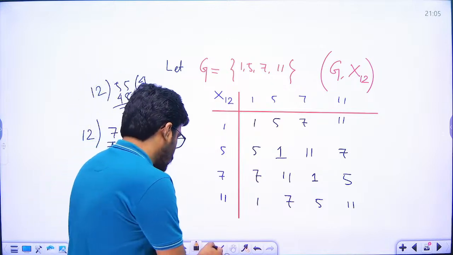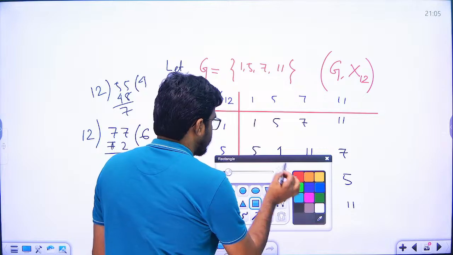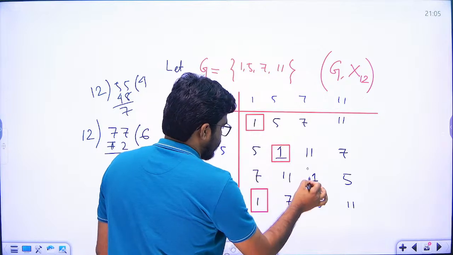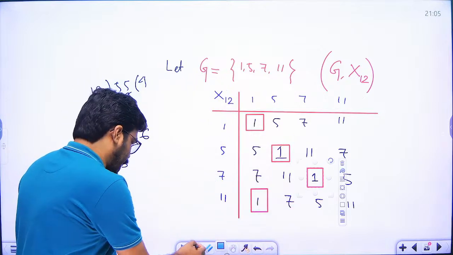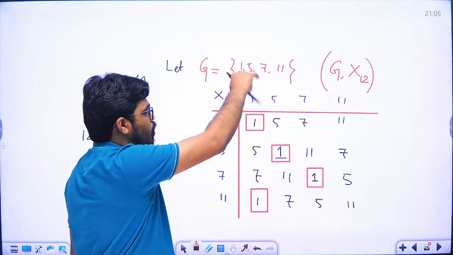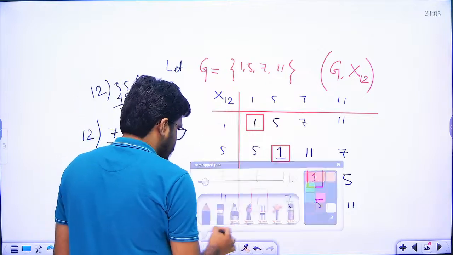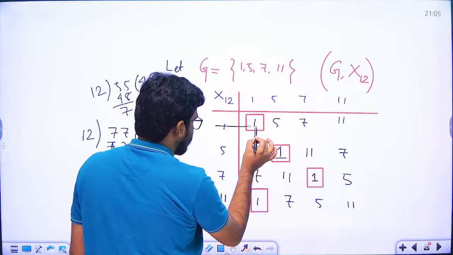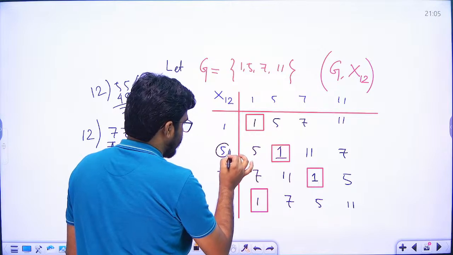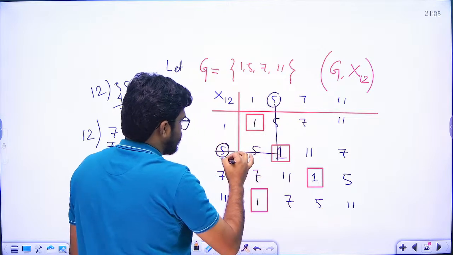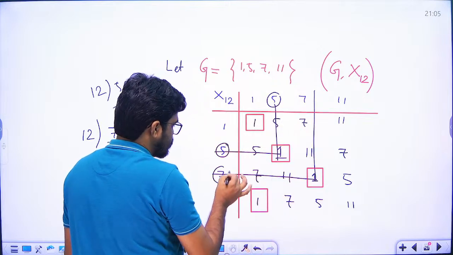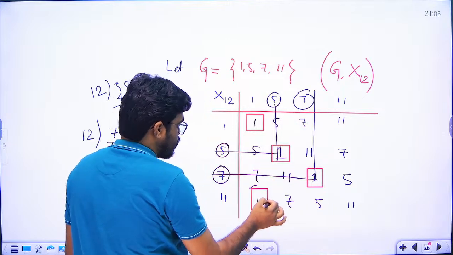What is the identity element here? One is the identity element. Multiply any element with 1 and that same element remains. So 1 is the identity element. Now the inverse: you know the technique. Inverse of 1 is the identity element. Inverse of 5 is 5, as 5 into 5 is 1. Inverse of 7 is 7, as 7 into 7 is 1.